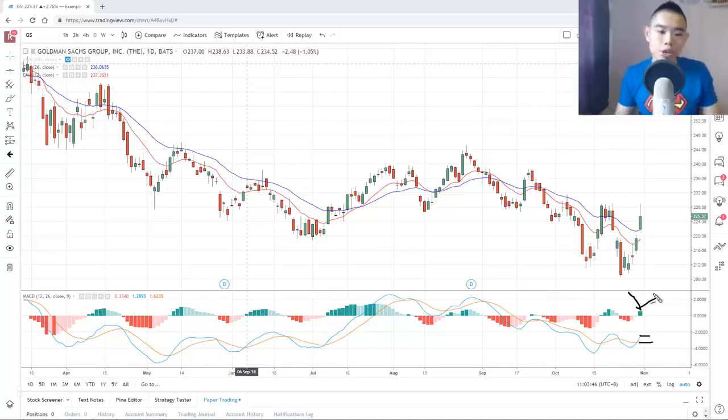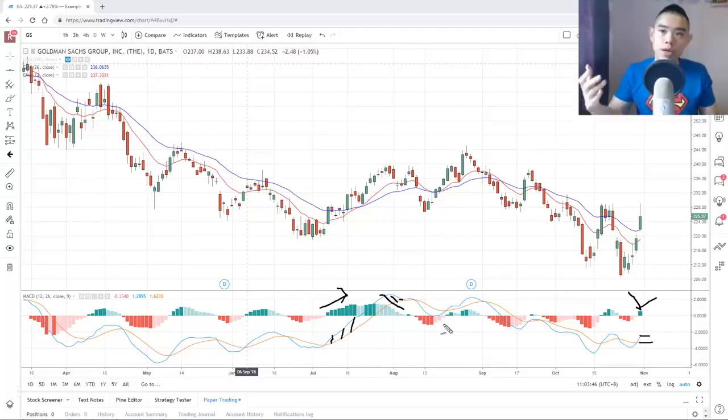Simple. One thing to share with you is that the histogram measures momentum in the market. You can see that as the space between the MACD line and the signal line gets wider, that is where your histogram starts to slope up. When the space between the MACD and the signal line starts to tighten, this is where you notice the histogram starts to slope down. Notice the space getting tighter and tighter between the two lines. So that's pretty much all there is to the MACD indicator.